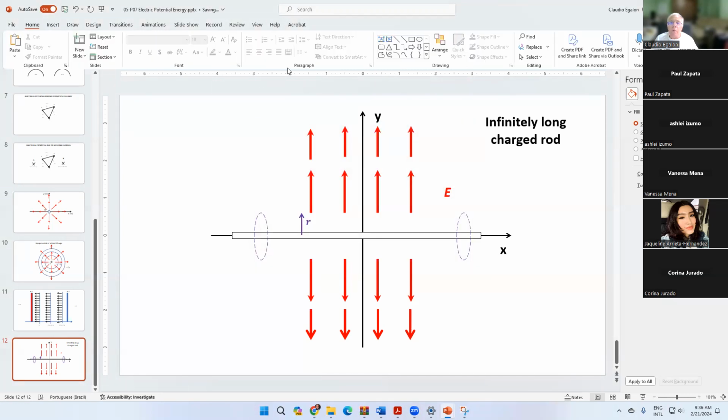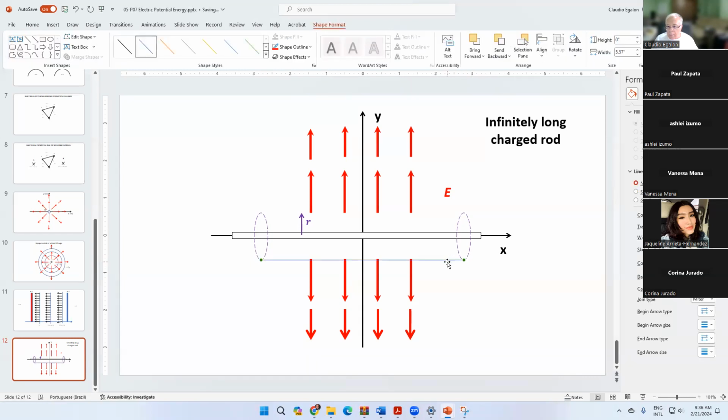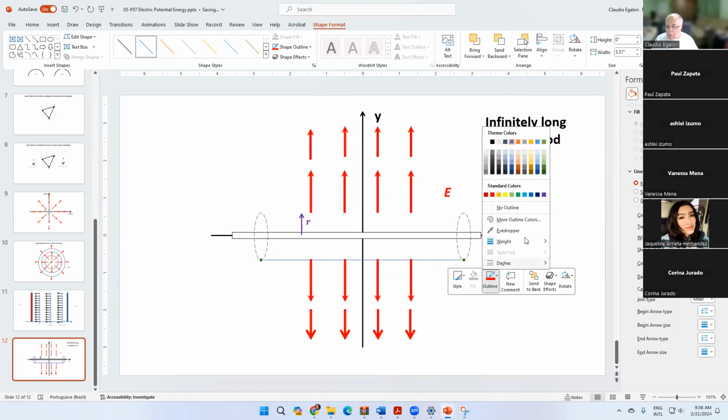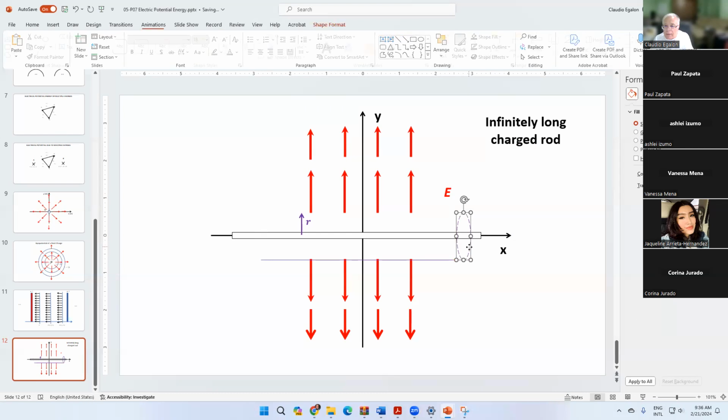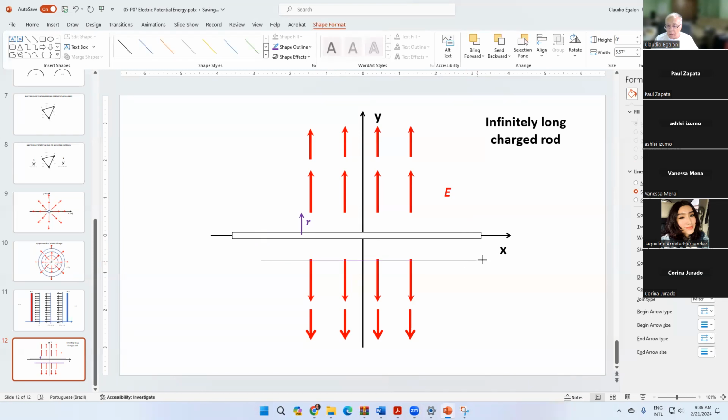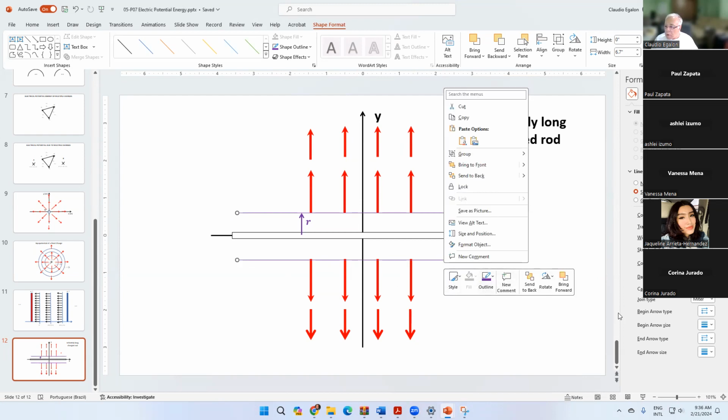I will give a little color to this guy. I don't need that. I don't need that. I don't need that. Here you go. Here's the rod. Here's the rod, right? And now we have this equipotential here, for instance, at the distance R1. Again, I'm going to put it dashed so you know.